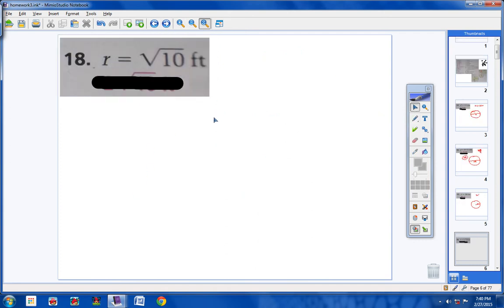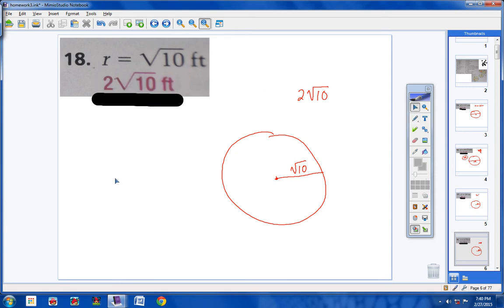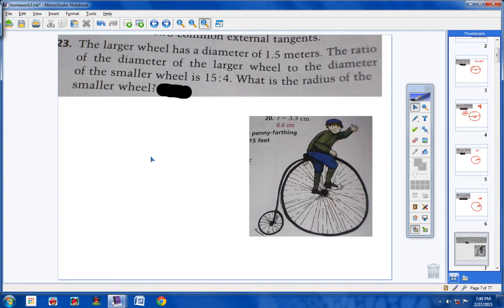Alright, number 18. So here's our circle. Here's our radius. Now, we're going to multiply that by 2. So we have 2 square root of 10. It's that simple. Whenever you multiply square root of 10 by 2, it's just 2 square root of 10. So, there is my diameter, 2 square root of 10. Pretty simple, guys. Alright, moving on to number 23.